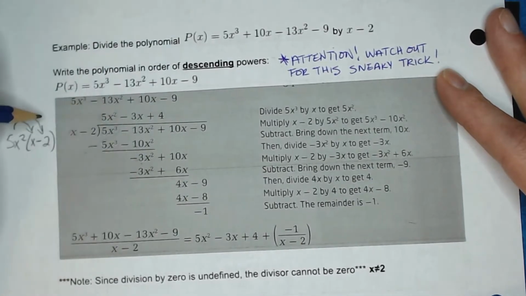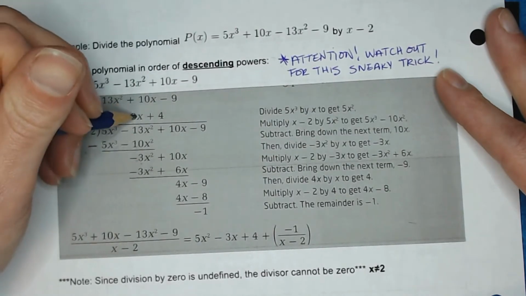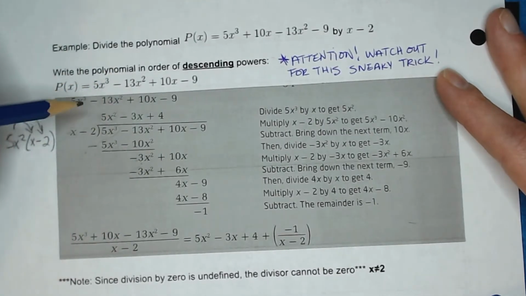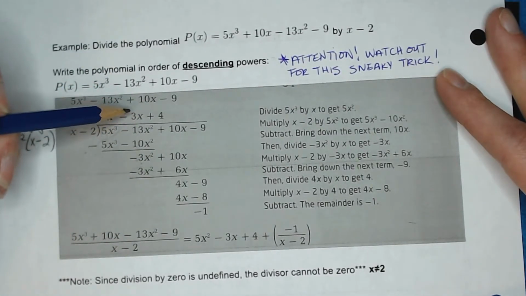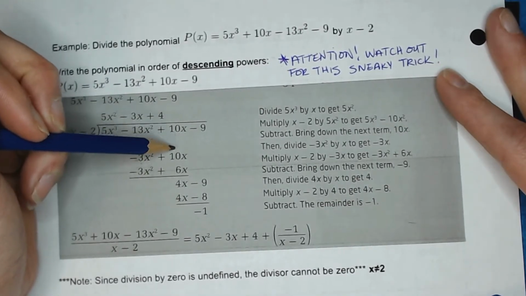Once you get to this point, we go back over to our x and see how many times this goes into negative 3x squared. So the negative sign goes there. Of course, it goes in negative 3x times, x times negative 3x gives us negative 3x squared. And then negative 3x times negative 2 gives us positive 6x. The 10x is, of course, just dropped down.